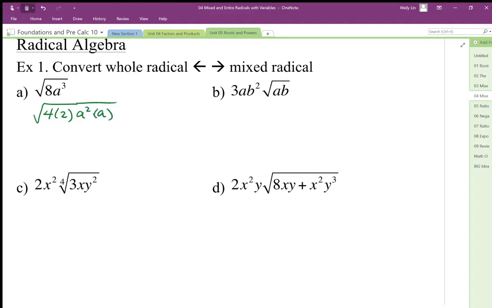Okay, we have perfect squares here and here inside the square root. And so we can rewrite this as 2a, and then we're left inside with 2a. So this perfect square comes out as 2. A squared, we square root, becomes a.